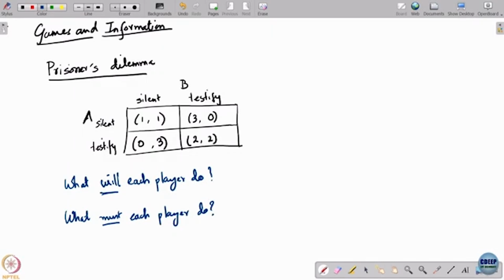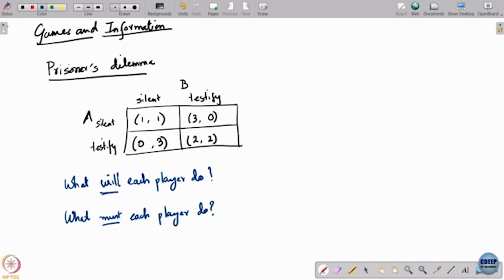What is the difference between these two? The difference is that "what will each player do" is asking for a prediction. I'm asking you to predict what each player would do. It's like asking you to tell what the future is going to look like. It's what will each player do.